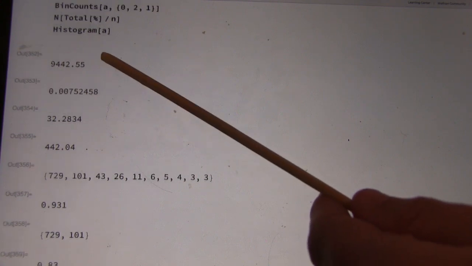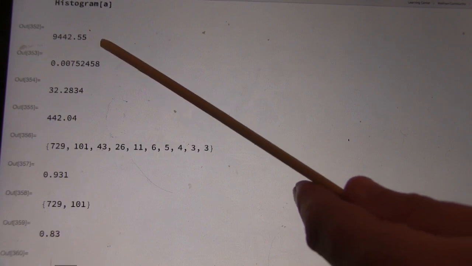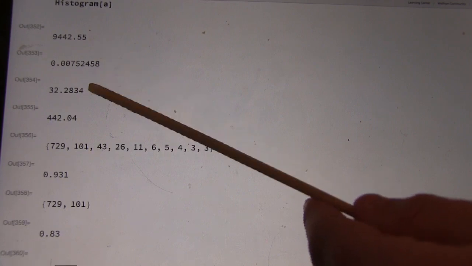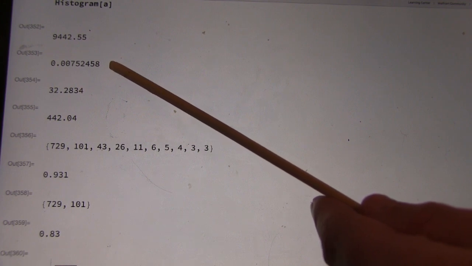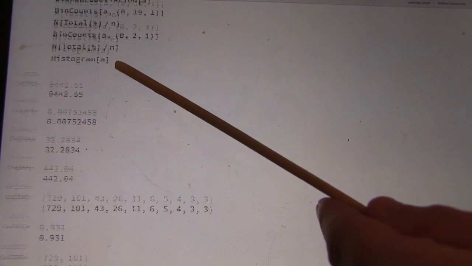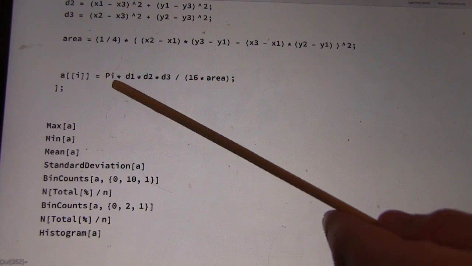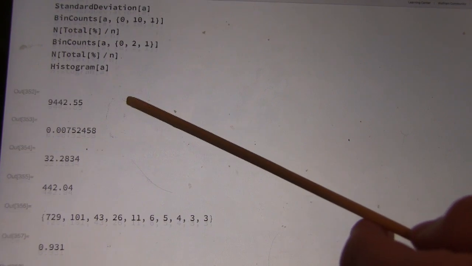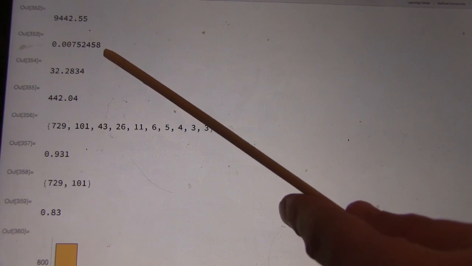And then my, what did I do first? Max, min, mean. So the max is, the area was 9,400. Wow. The min, the area was very small. Square, although this was area squared, wasn't it? Yeah. I think the A was area squared, wasn't it? Oh no, the A is, sorry, I'm getting confused. The A is actually the area of the triangle. Oh, okay. Circle, the area of the circle. Okay, so 9,000.